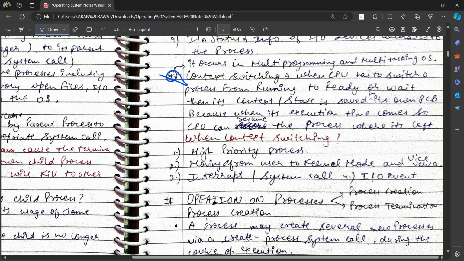Now, when does context switching occur? If a high priority process comes, or if we are moving from user to kernel mode, or from kernel mode to user mode, vice versa. Okay, then this can happen. Or an interrupt, or a system call. System call we will discuss in detail in future. And fourth, as I told you, an input output event. So this is basically context switching.